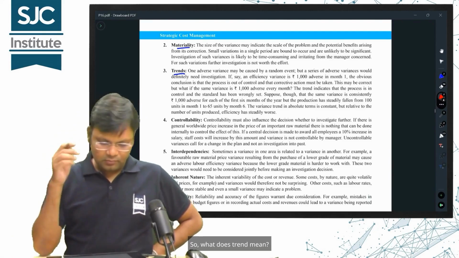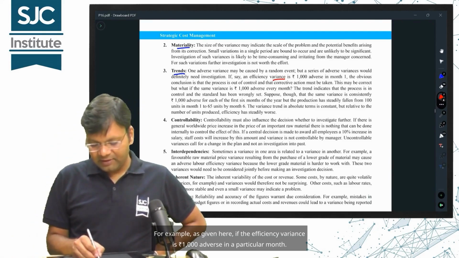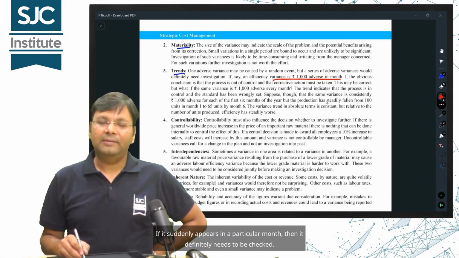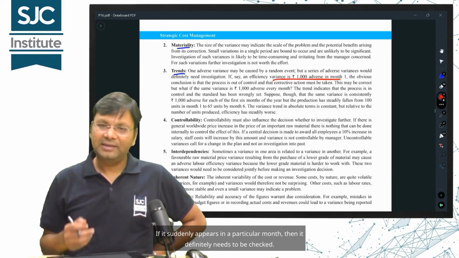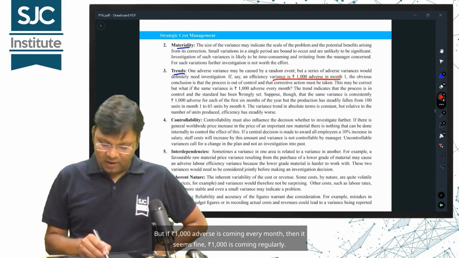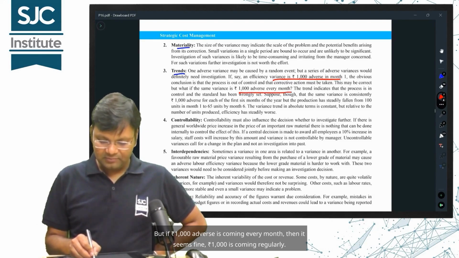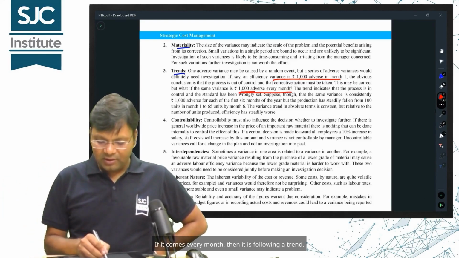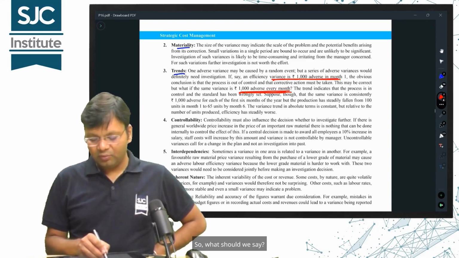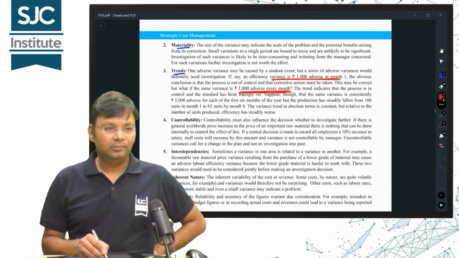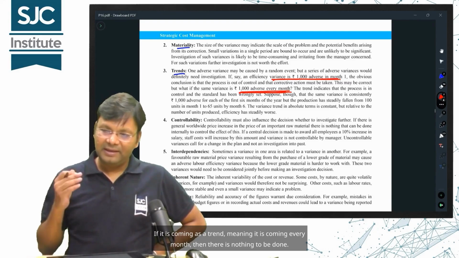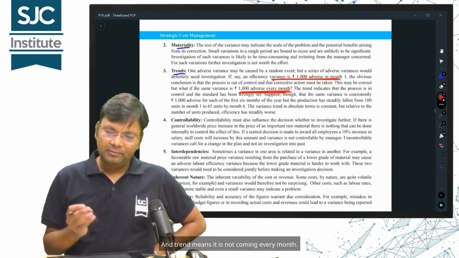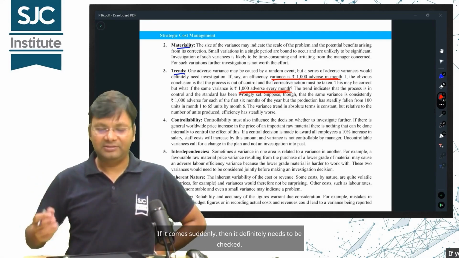So, what does trend mean? For example, as given here, if the efficiency variance is 1000 rupees adverse in a particular month, if it suddenly appears in a particular month, then it definitely needs to be checked. But if 1000 rupees adverse is coming every month, then it seems fine, 1000 rupees is coming regularly. If it comes every month, then it is following a trend. If it is coming as a trend, meaning it is coming every month, then there is nothing to be done. And if it comes suddenly, then it definitely needs to be checked.